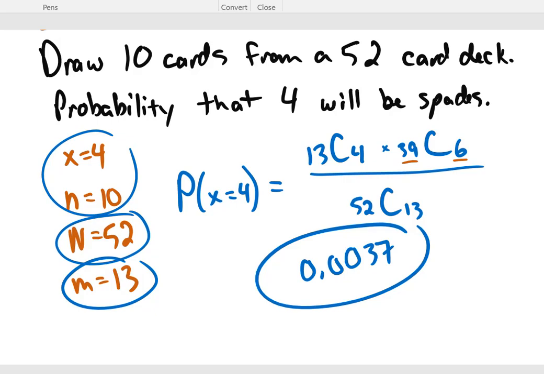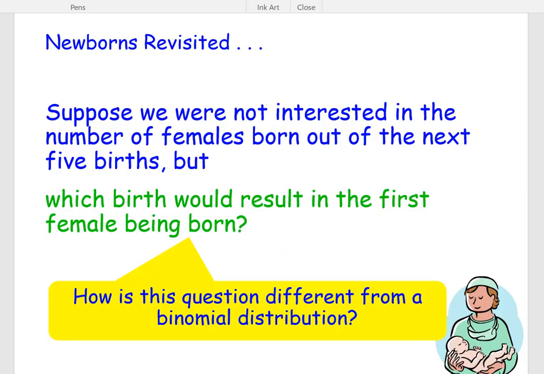Now for this class, the hypergeometric function is, like I said, a little more complex than we want to do. So we're going to talk about something called just the geometric function, geometric probability. Not hypergeometric, just geometric. So we're going to revisit this problem. Suppose we're not interested in the number of females born out of the next 5, but we're only interested in how many children are born before the first one is female.